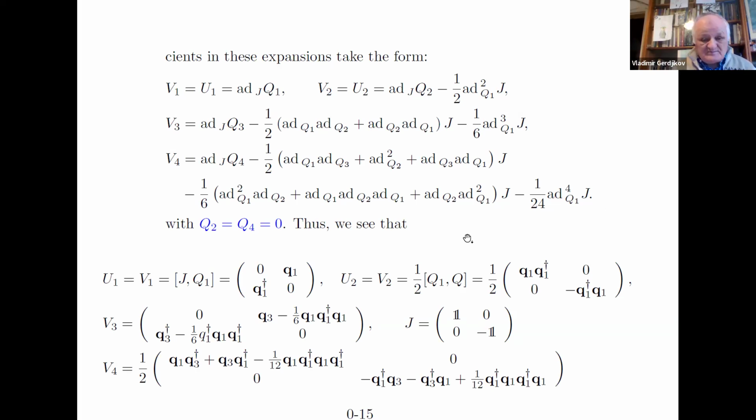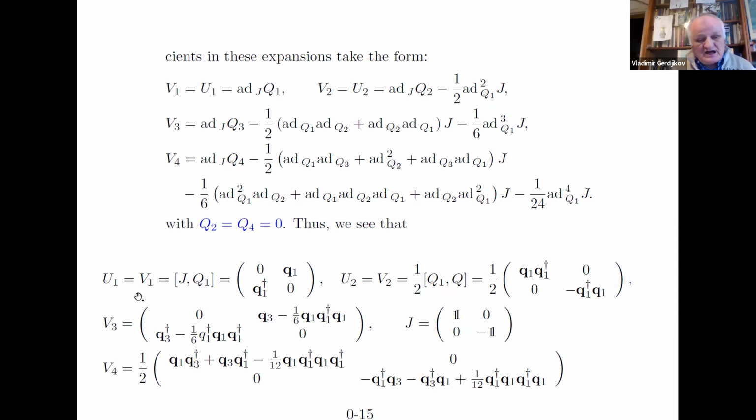At the same time, I have imposed two reductions on these Qs. First of all, Q2 equals Q4 equals 0. And second, these were block off-diagonal matrices. So when you try to calculate these things, it comes out to be not so complicated.